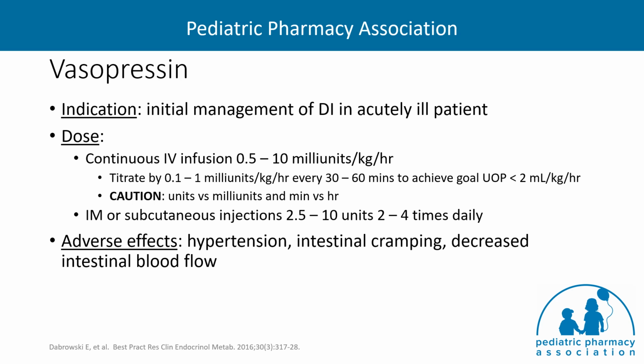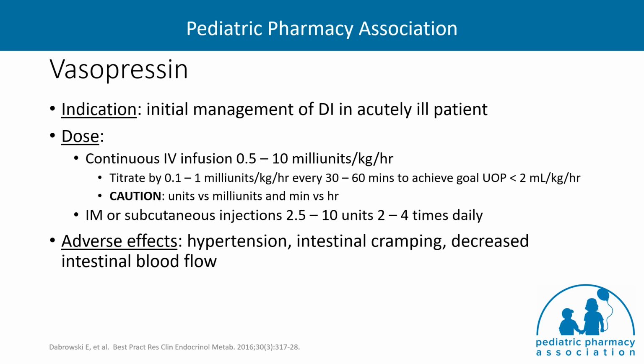Caution should be had because oftentimes hospitals may have different dose rates that they utilize. Be careful to ensure that your dose is appropriate, whether it's in units versus milliunits or minutes versus hours. The typical max reported rate for vasopressin for DI is 10 milliunits per kilo per hour. IM or subcutaneous injections require administration 2 to 4 times daily.